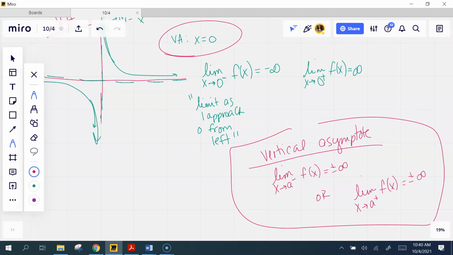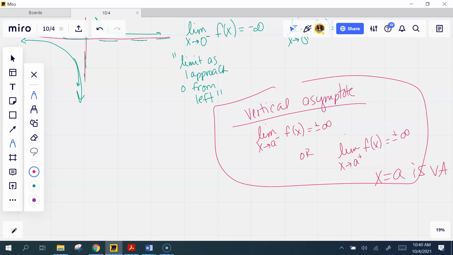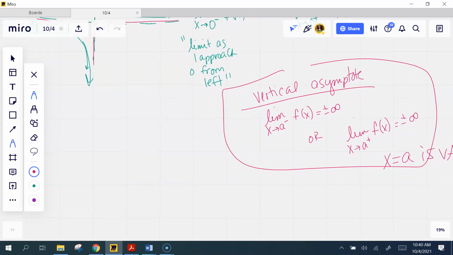If there is a number, I should have said this, is no. If x goes towards a number, if you get close to a number and the closer you get to that number, the graph goes up to infinity or down to infinity, that is a vertical asymptote. For example, let me show you another example.